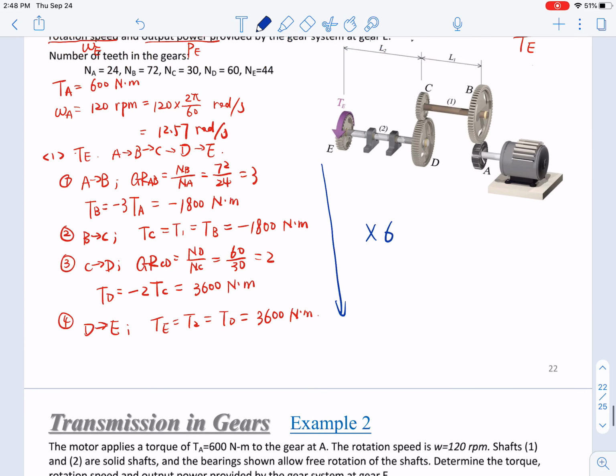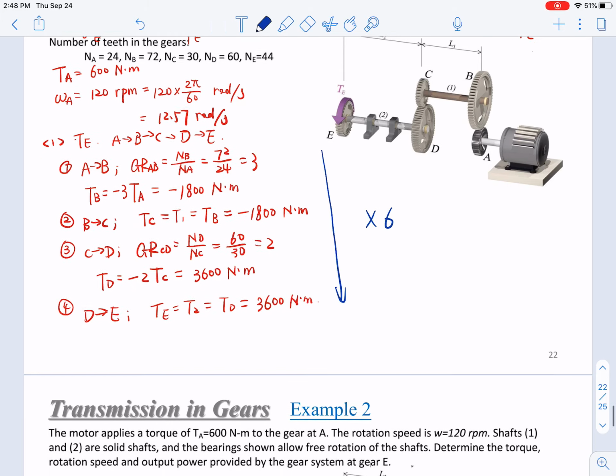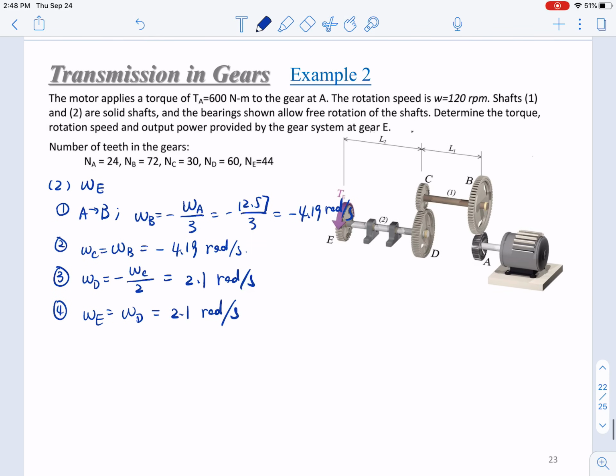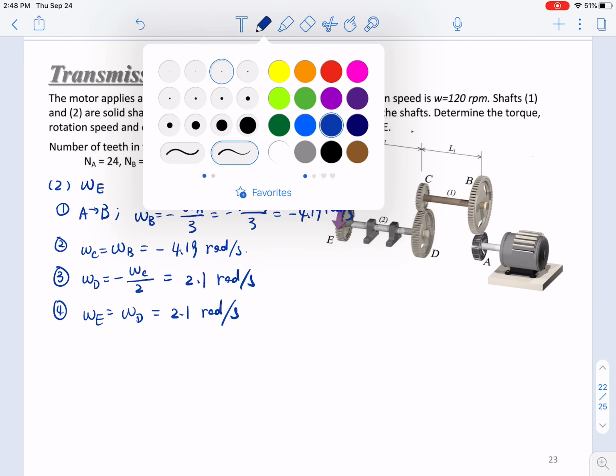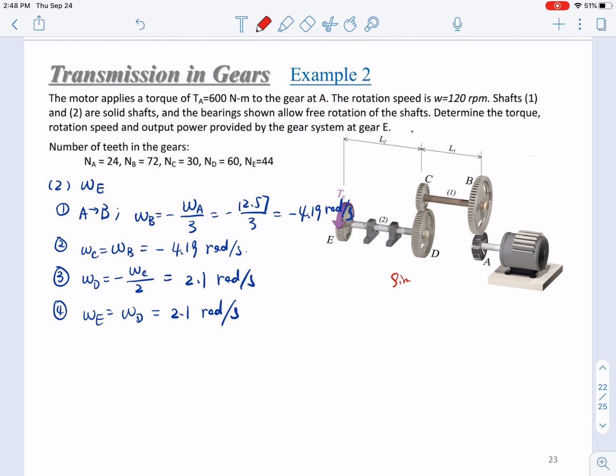Right, but if you have understood the rule number 1, saying that P keeps constant, so if the T has enlarged by 6 times, the simpler method will be that omega E equals omega A over 6. I get 12.57 over 6, 2.1 directly. Right, this is the simpler solution.